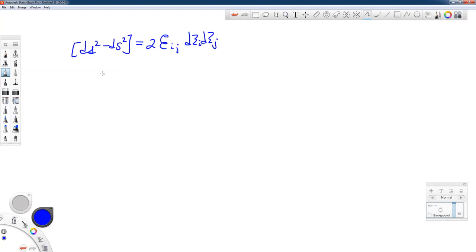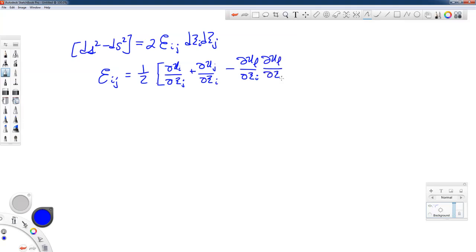In here, the script epsilon ij would be equal to 1/2 of the partial derivative of u sub i with respect to xi j plus the partial derivative of uj with respect to xi i, and then minus, instead of plus, the partial derivative of ul with respect to xi i times the partial derivative of ul with respect to xi j. And this is known as the Almansi strain tensor.